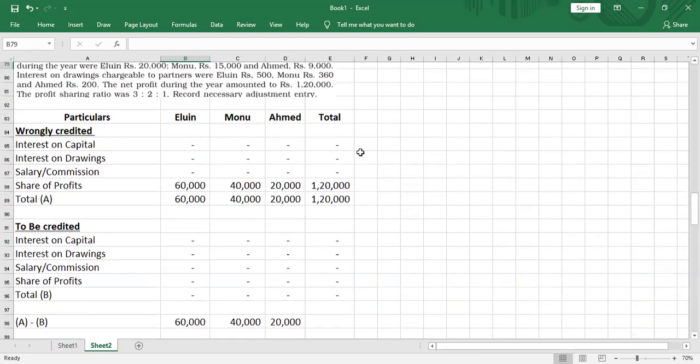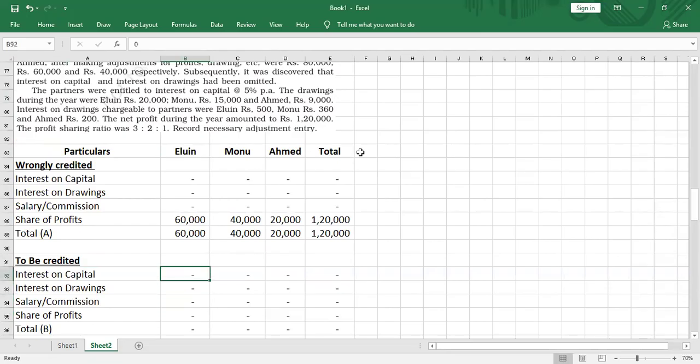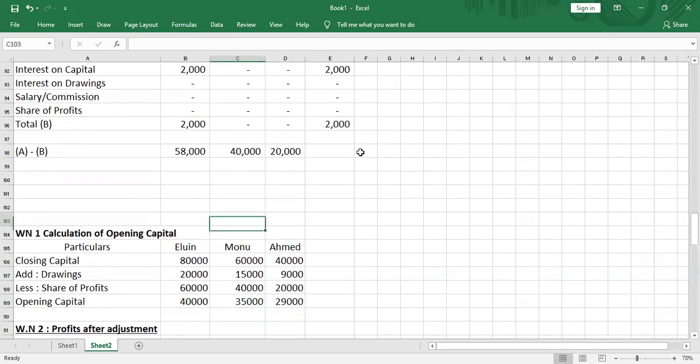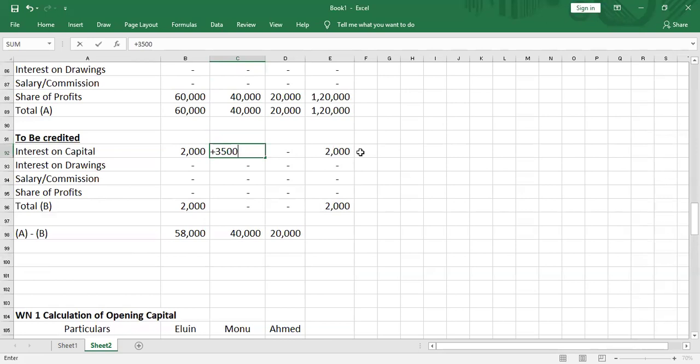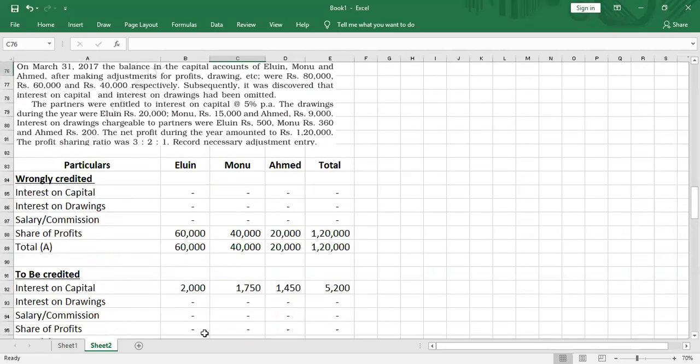So the interest on capital has to be provided at the rate of 5% per annum. It will be 40,000 into 5%, 35,000 into 5%, and 29,000 into 5%. Interest on drawings, my dear children, has been given in the question. It is 500, 360, and 200. They omitted it, now we have to provide it. It should be written as a negative number: 500, 360, and 200. That's done.